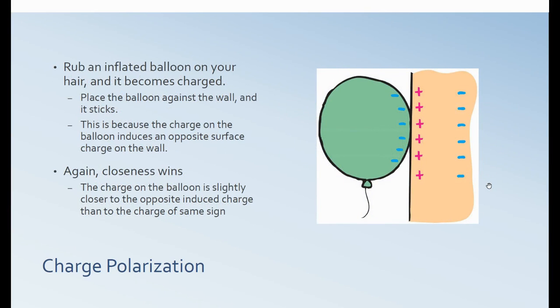And you can do this with things like balloons. If you rub an inflated balloon on your hair, it becomes charged. It picks up a negative charge from your hair. And if you go and place it against a wall, a lot of times the balloon will stick. This is because the balloon induces an opposite charge on the atoms of the wall. The positive charges are pulled close to the balloon, the negative charge is pushed away. And again, the charge on the balloon is slightly closer to the positive charge in the wall and further away from the negative charges, so closeness wins, and the balloon and the wall are attracted.